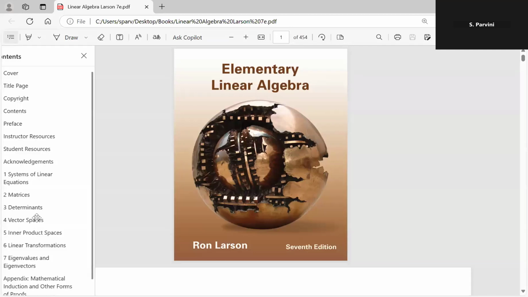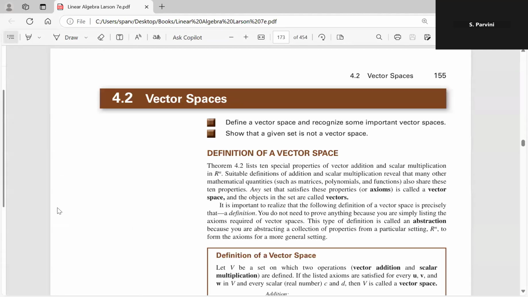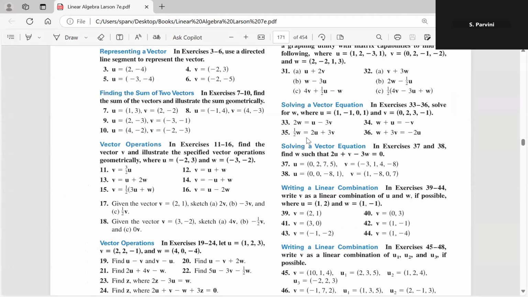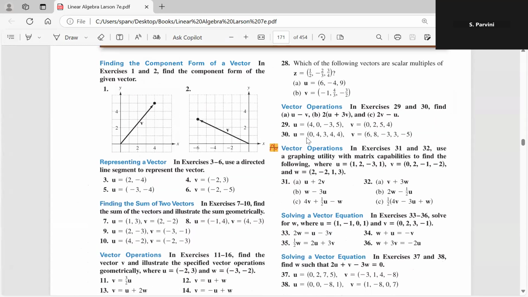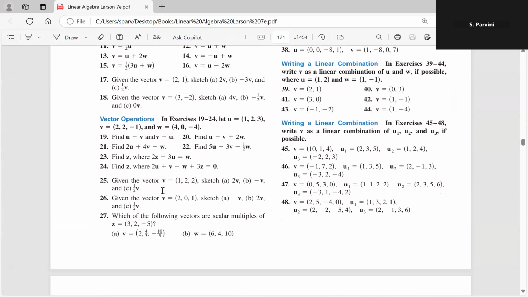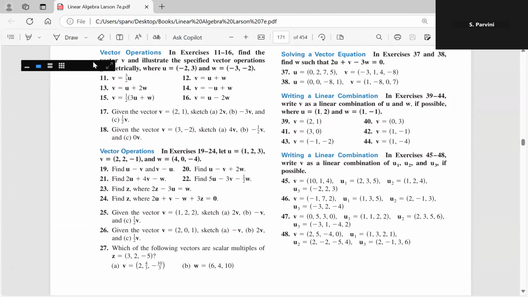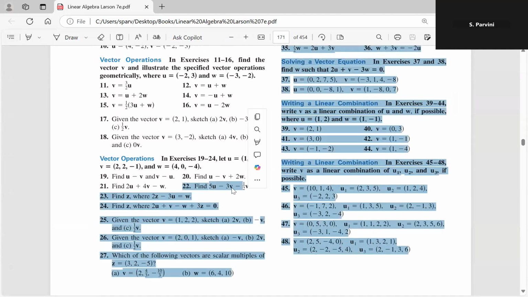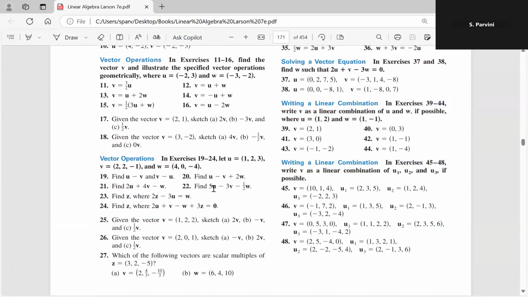No worries. So we're in section 4.1 exercises. There you have it. Let's take a look at number 22, looking at vector operations. In exercise number 22, the question, you're given two vectors.